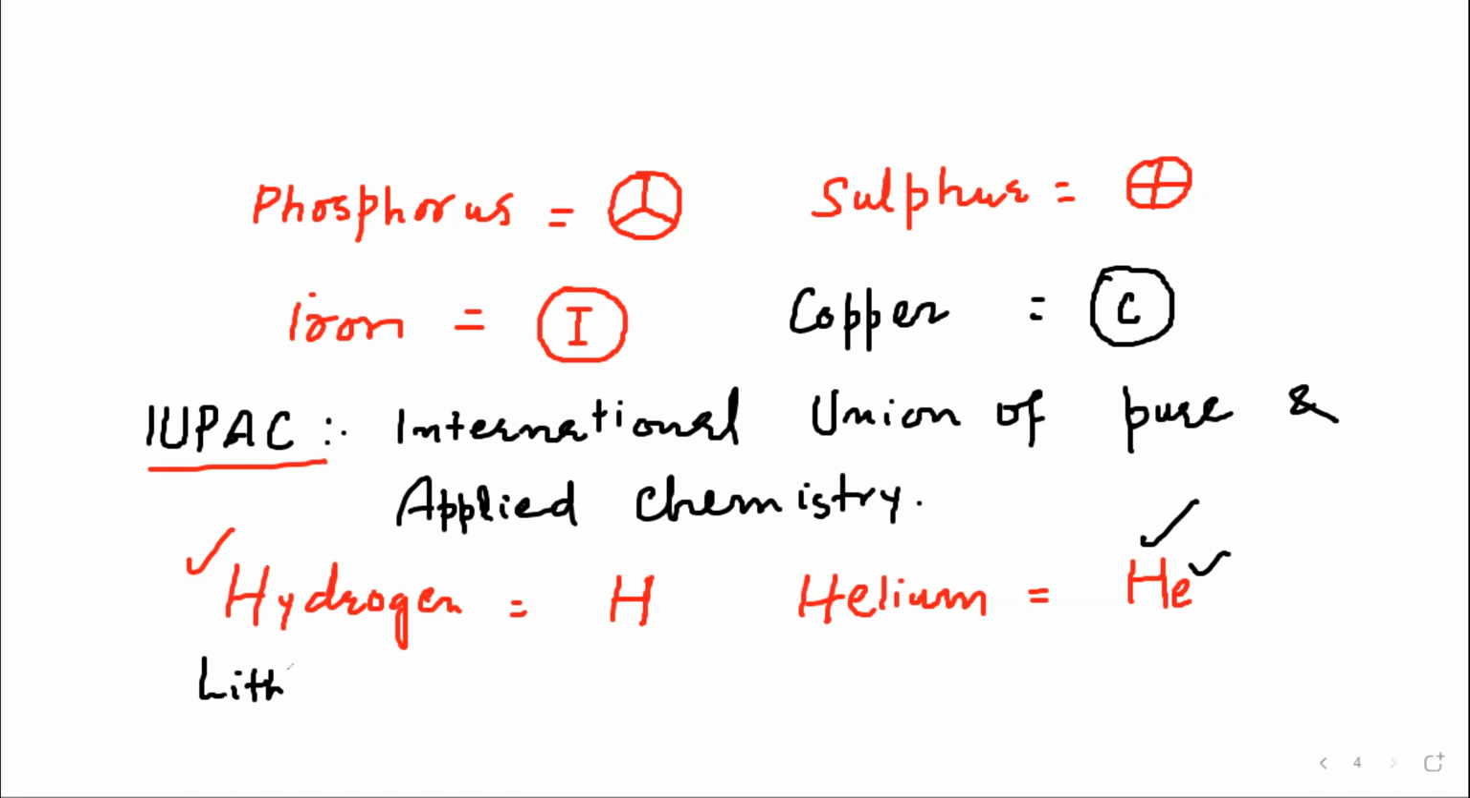Similarly, we are here having lithium, atomic number 3. I hope you remember the atomic numbers of various elements. Do you remember? Yes, sir. Helium's is 2. You have to remember up to calcium, that's atomic number 20. Up to calcium, you have to remember. Isn't it? Okay.